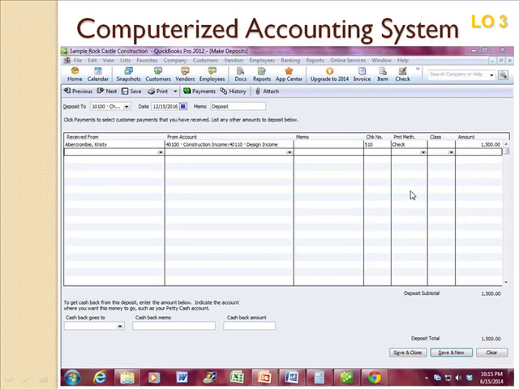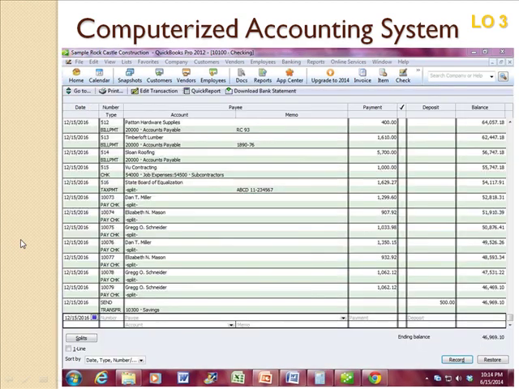This right here would be a deposit screen. This is where we make deposits, formally depositing money that came in from customers, or you might post an investment from an owner here or anything else. However, this is the deposit window. Again, this is just another snapshot of the check register.